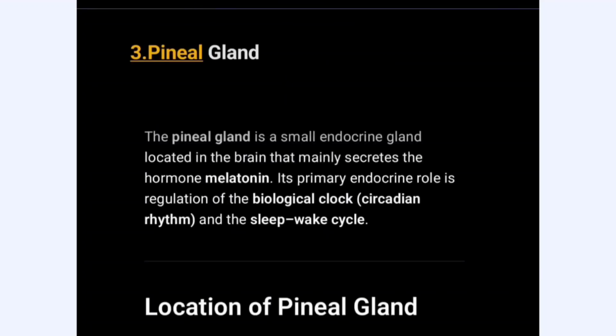Now let's see the pineal gland. The pineal gland is a small endocrine gland located in the brain that mainly secretes the hormone melatonin. Its primary endocrine role is regulation of the biological clock or circadian rhythm and the sleep-wake cycle.